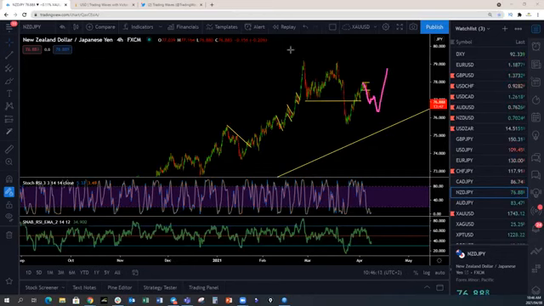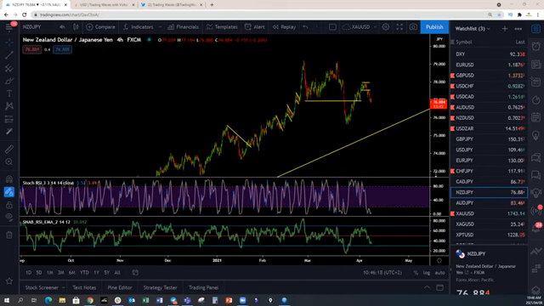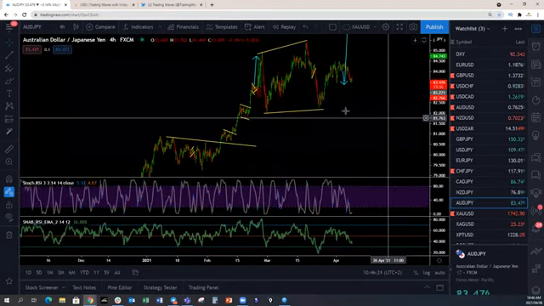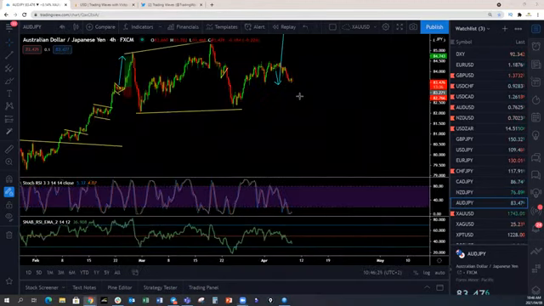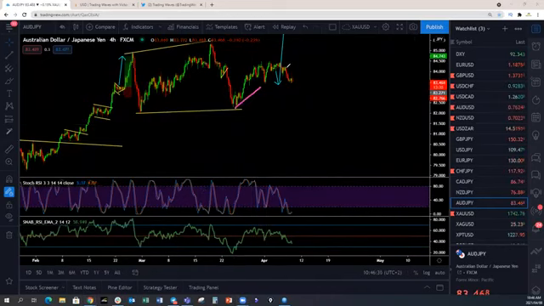There's no trade setup there on New Zealand Yen. Neither is Aussie. Aussie is going to drop. We're already selling Aussie US dollar. We're expecting this one to continue to the downside.